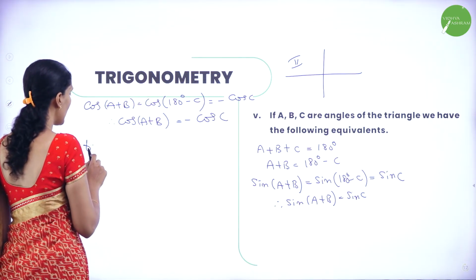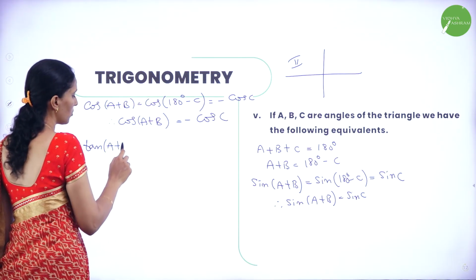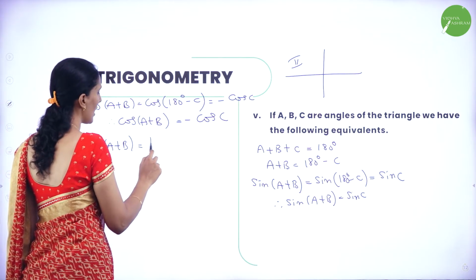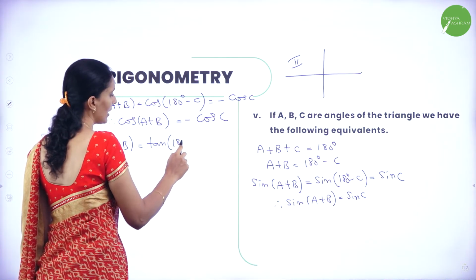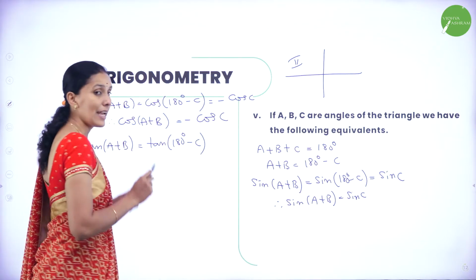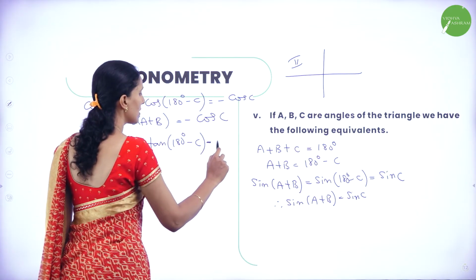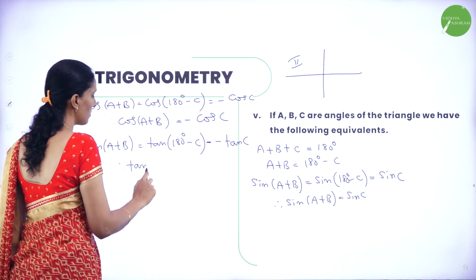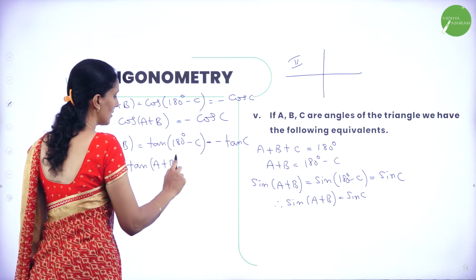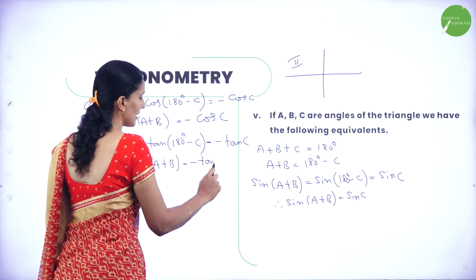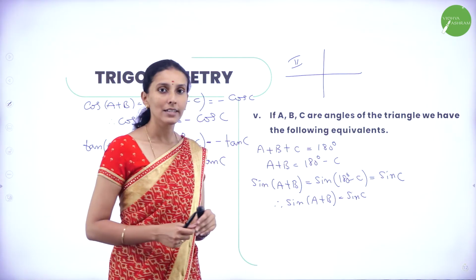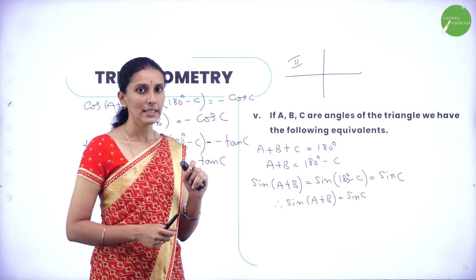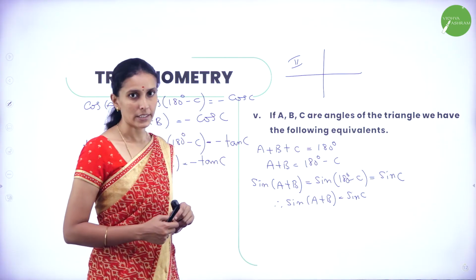Next apply tan A plus B to the equation. Then it becomes tan 180 minus C. Again in the second quadrant, tan is negative. So therefore it is minus tan C. So therefore tan of A plus B can be written as minus tan C. Now this is for the angles in the form of A plus B plus C equal to 180 degree.